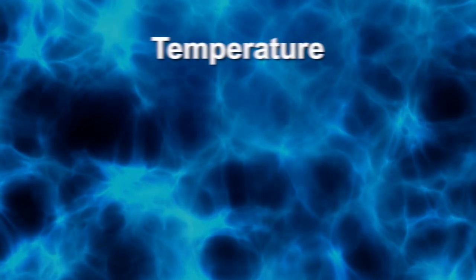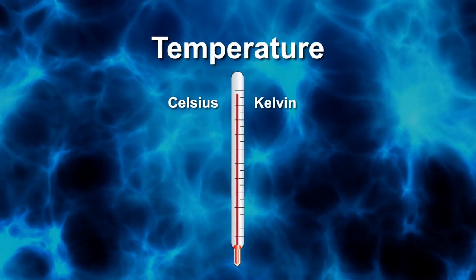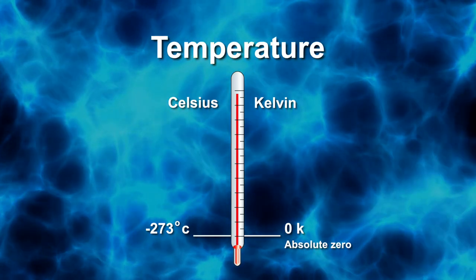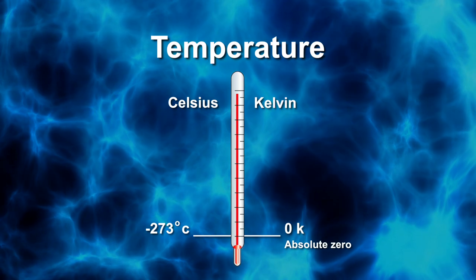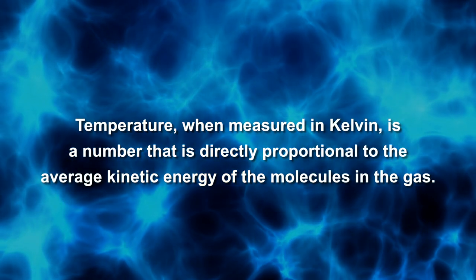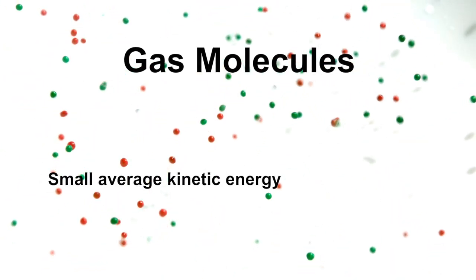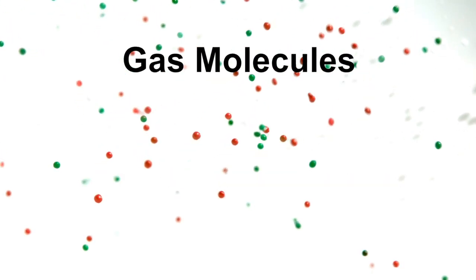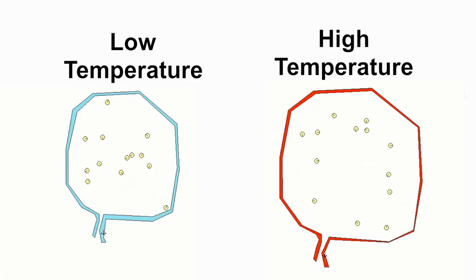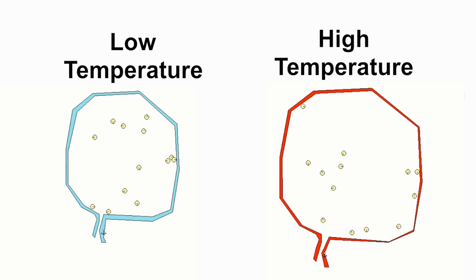To really understand temperature, we have to use the Kelvin scale, which is designed so that 0 Kelvin is defined as absolute zero. At absolute zero, a hypothetical temperature, all molecular movement stops. Temperature, when measured in Kelvin, is a number that is directly proportional to the average kinetic energy of the molecules in the gas. So when the gas molecules have a small average kinetic energy, the temperature is low. Large average kinetic energy means the temperature is high. See the animation on your screen now, depicting low temperature and high temperature gases.